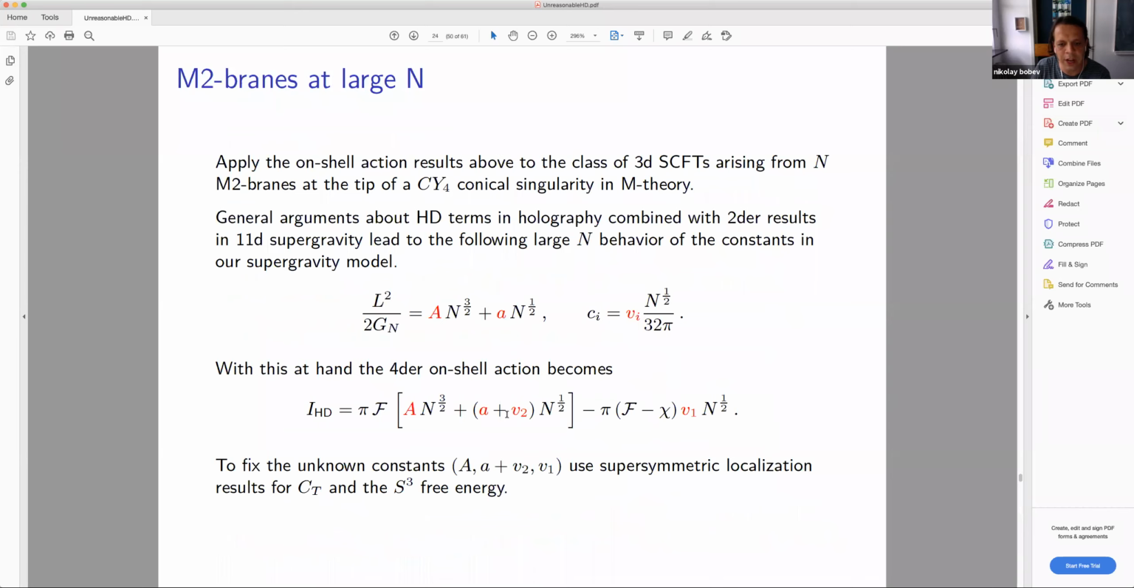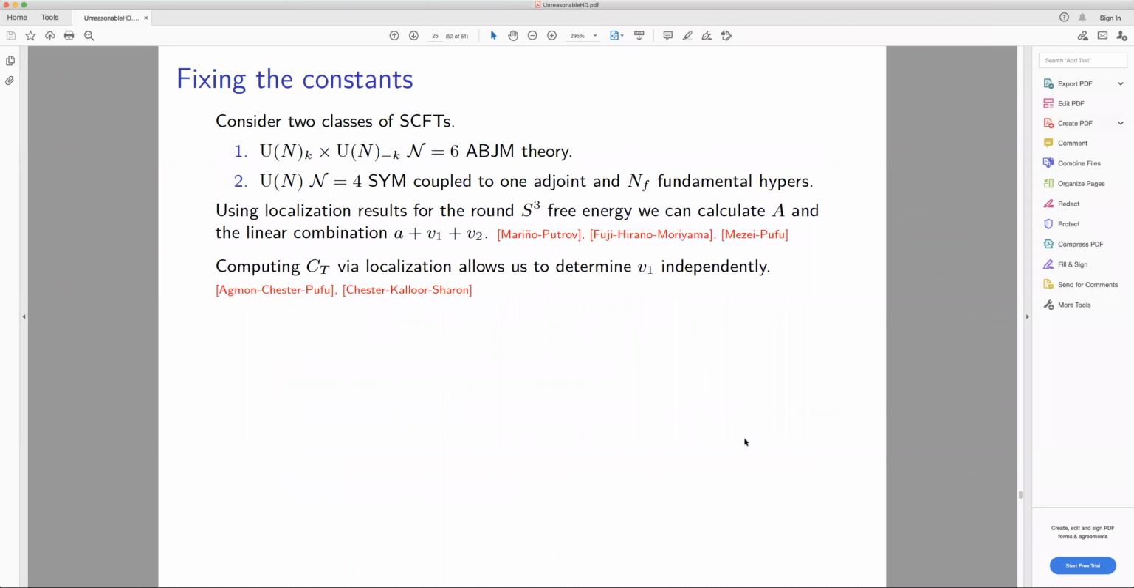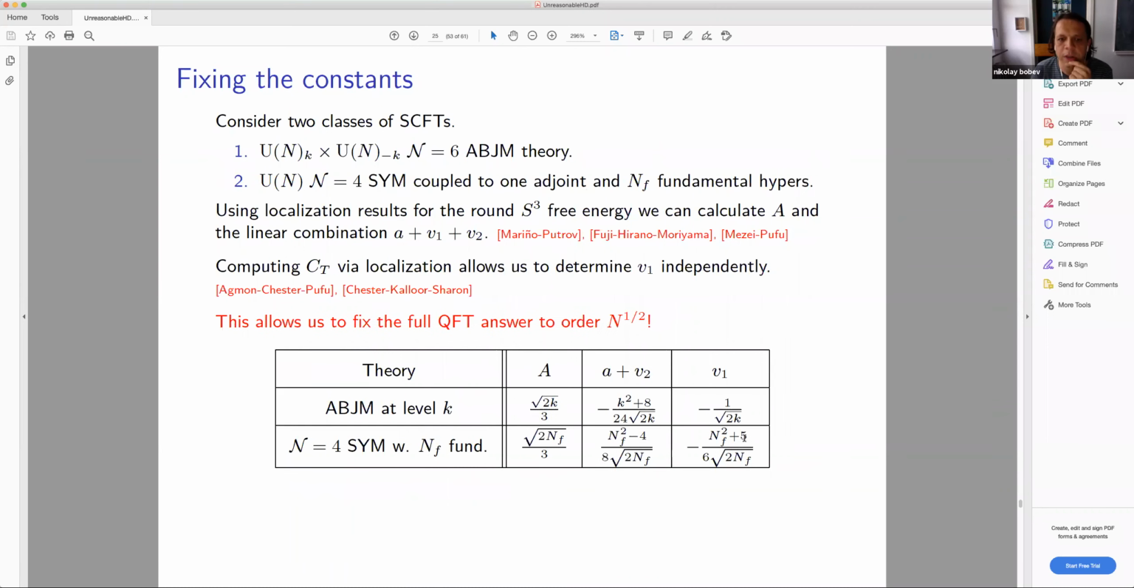So you'll see that I need two data points from the QFT to be able to fix the full answer. Roughly speaking, you can use the S3 free energy and C_T. So I think you have the S3 free energy only, or maybe if you have the S3 free energy and the index, for example, it may work. Okay, thank you. But if you only have the S3 free energy, you'll fix only a part of this answer, if you wish. Yeah, I think we know the three sphere free energy and some twisted index and the subleading. Okay, then it may work. Yes.